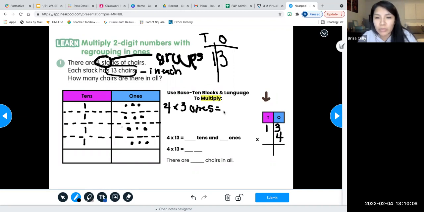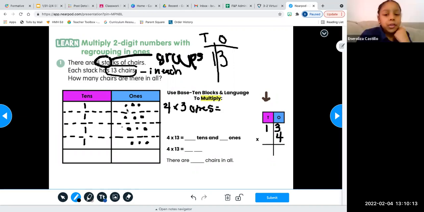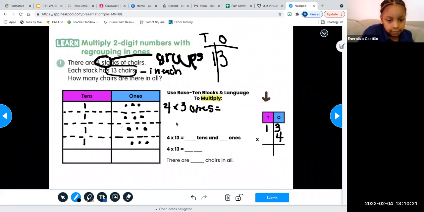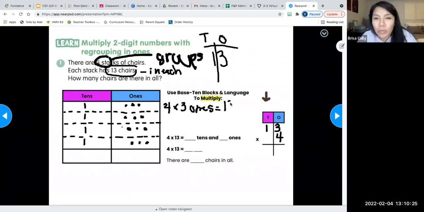But Elizabeth, how many 1's are there in all? 4 groups with 3 1's each. How many altogether? And we can check. I just put 3 as in 3 1's. Oh, there's 3 1's in each group, but how many altogether? 1, 2, 3, 4, 5, 6, 7, 8, 9, 10, 11, 12. So 12 1's. And I want to make sure to use that language.